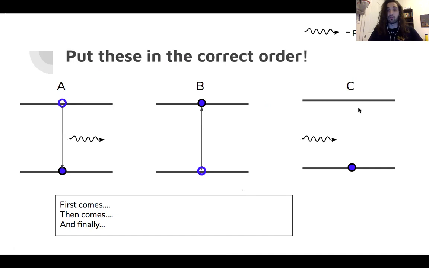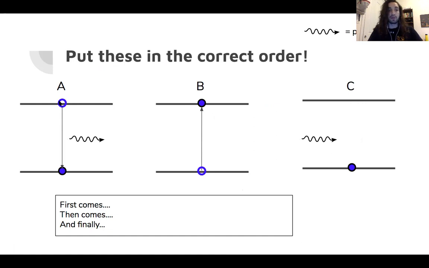So our correct answers: we start in the ground state over here. Look, the electron's in the lowest possible state. And the energy that we see up here is about to come into the atom. Then the electron goes up to the excited state. That's what's happening in B. So second comes B, goes up into the excited state.